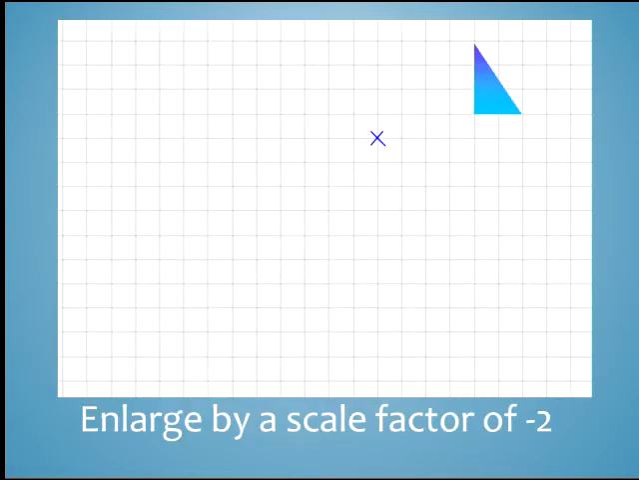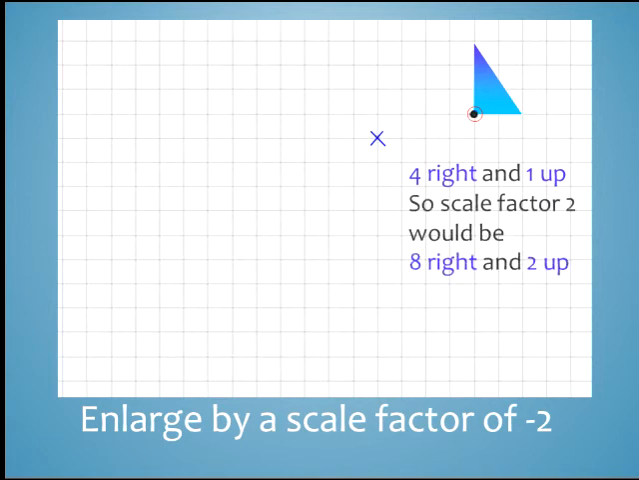Now, this one is your higher tier, especially. This is a scale factor of -2. So exactly the same thing. That is 4 right and 1 up. But a scale factor of 2 would be 8 right and 2 up. But because it's a minus, we're going to go the opposite way. So now we're going to go 8 left and 2 down. So you're basically doubling it for scale factor 2 and going in the opposite direction to what you were before.